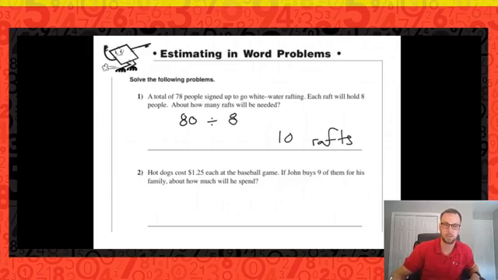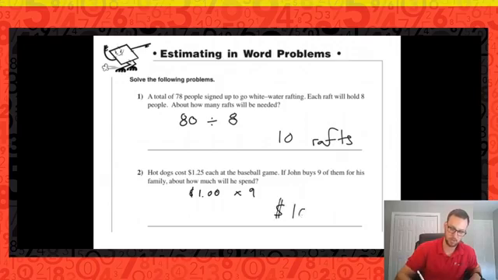All right, hot dogs cost $1.25 each at a baseball game. If John buys 9 of them for his family, how much money will he spend? $1.25 is about $1. So if he spends about $1 on 9 hot dogs, about how much money did he spend? Very nice. He spent about $10 on hot dogs. Nice job.